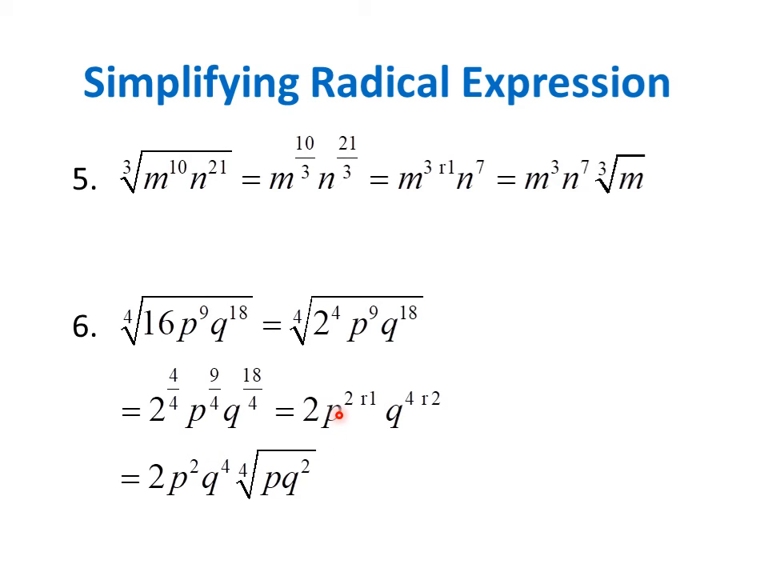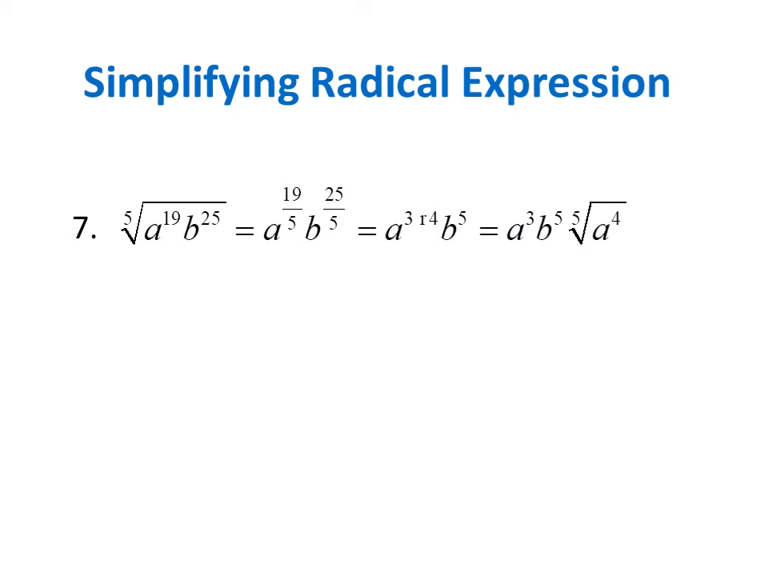But for p, we have a remainder of 1, and for q, we have a remainder of 2. So we have to multiply this expression by the fourth root, because again, this problem is getting the fourth root. So the fourth root of p to the remainder 1, so p to the 1, or p, times q, we have a remainder of 2, so times q squared.